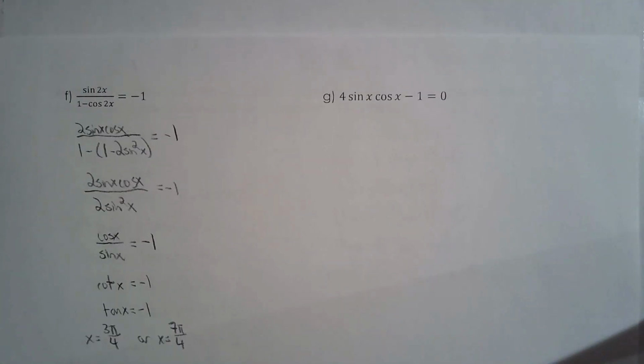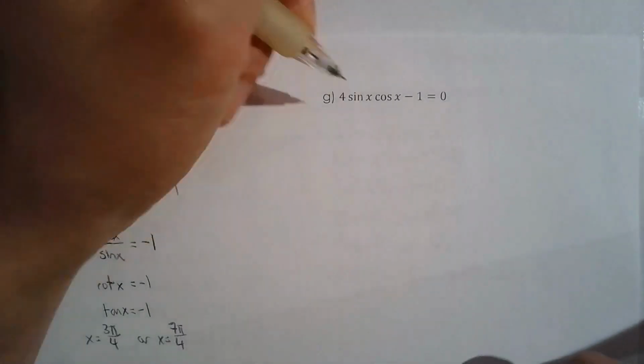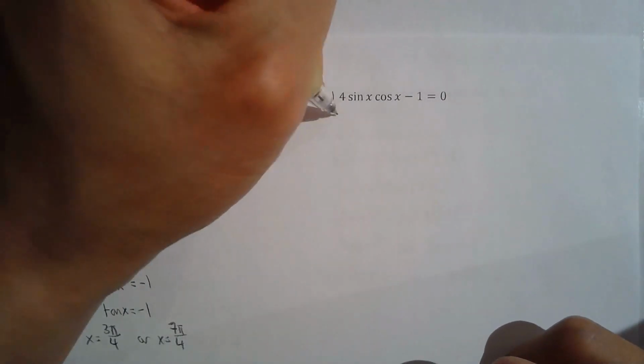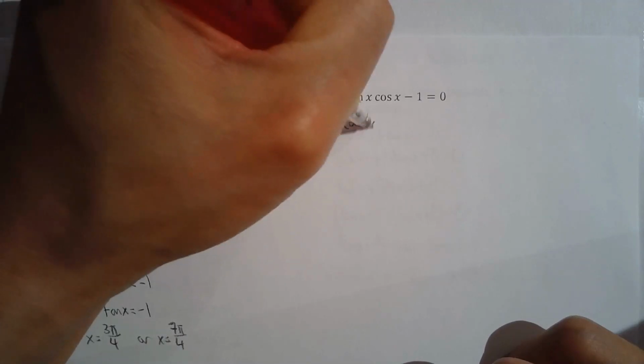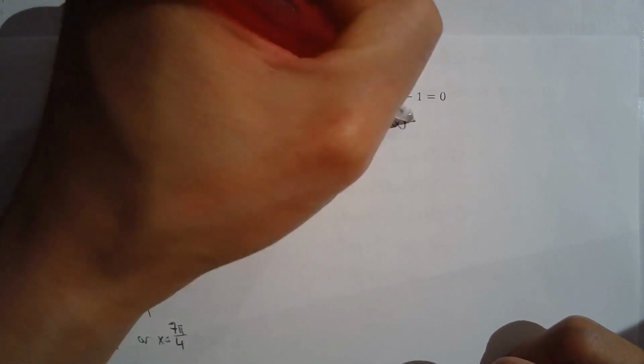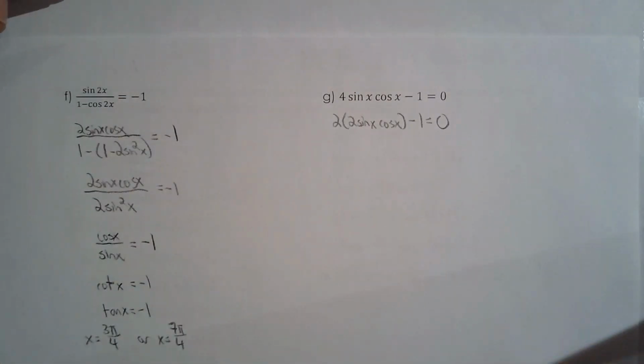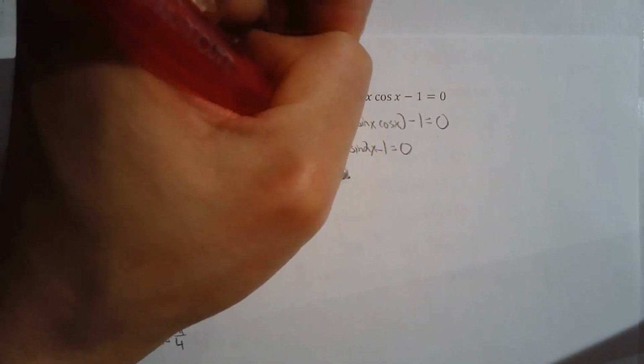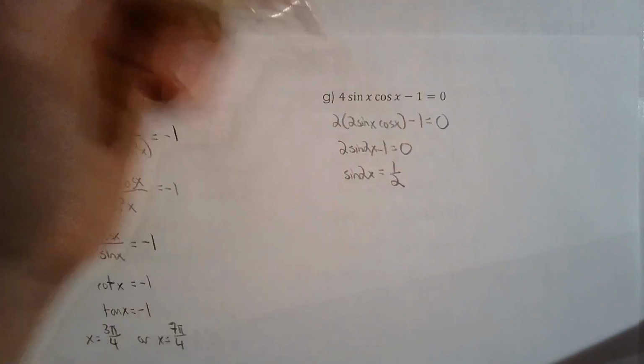Nice. 4 sine x cos x minus 1. So when I see sine x cos x, I always see the double angle formula for sine. And I can't say this enough, if you didn't memorize your identities for chapter 4, redeem yourself and memorize them in chapter 5. It goes a long way. It really helps you solve trig equations, especially the more complicated ones. So this is 2 sine 2x minus 1 equals 0. So sine 2x equals half.